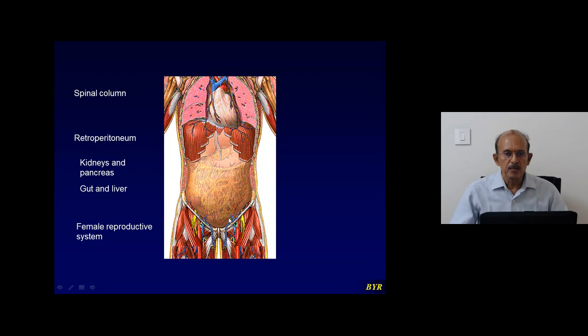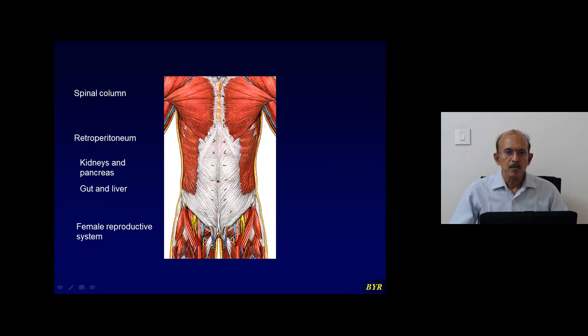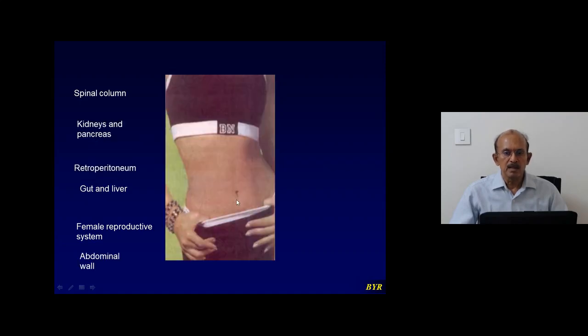Then this is the anterior layer of the parietal peritoneum. This is the diaphragm. Then the abdominal wall. And this is covered by the beautiful skin.